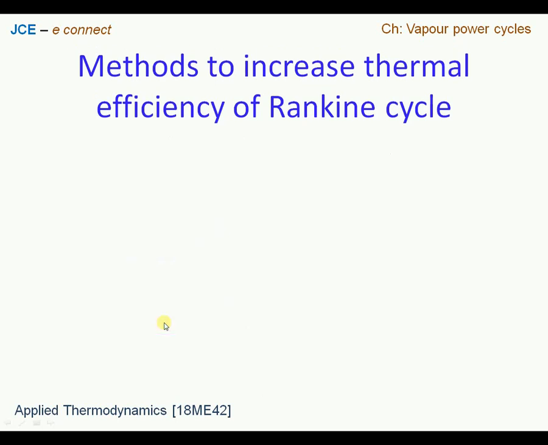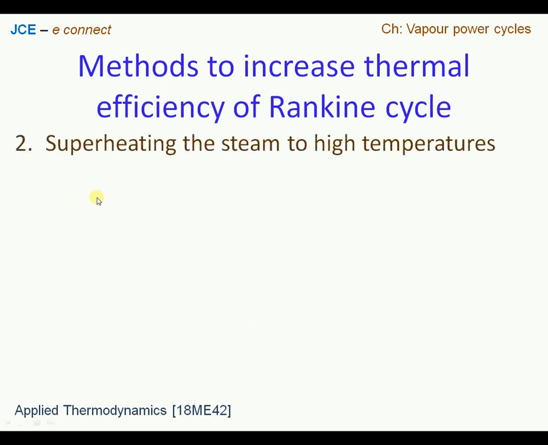Now let us move ahead with the next method, that is superheating the steam to high temperature. So I told you that increasing the average temperature of heat addition will increase the thermal efficiency of the cycle. One way of increasing the average temperature of heat addition is by superheating the steam. Let us now look at the TS plot.